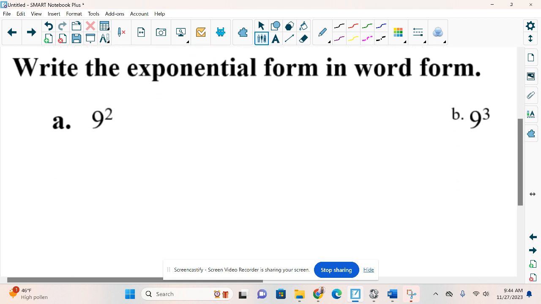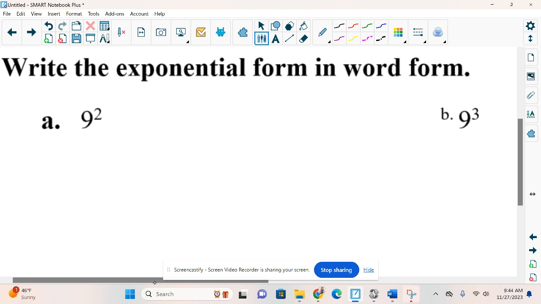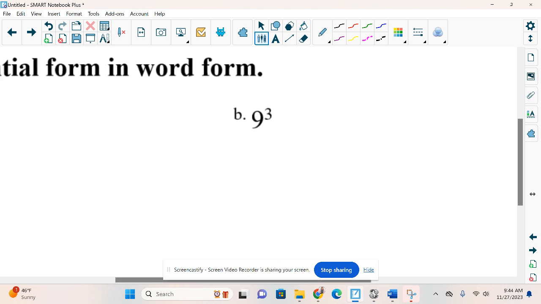Your notes down there tell you how you can read some of these things. So I have 9 with an exponent of 2. What's one way that you can read this? 9 raised to the second power. What's another way? 9 squared. What's another way? 9 raised to the power of 2. How would I read 9 with an exponent of 3? 9 raised to the third power, or 9 cubed, or 9 raised to the power of 3. When there's a power of 3, though, it's not squared. What is it called? Cubed.